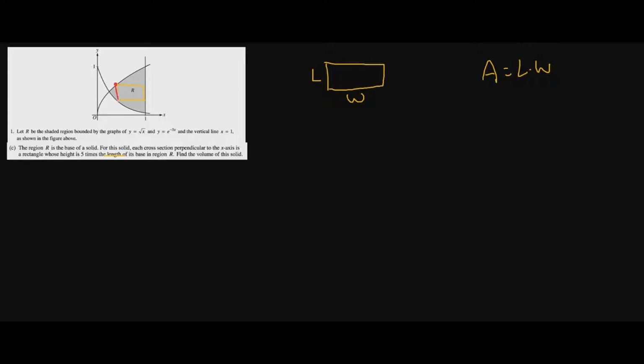Our length is always going to be the length that we're given when we draw the top curve minus bottom curve. So we know our length is equal to top curve, which is the square root of x, minus e to the negative 3x. Okay, so let's read the question again. It's perpendicular to the x-axis is a rectangle whose height, so our height is 5 times the length. Well, we know the length is the square root of x minus e to the negative 3x. Bam.